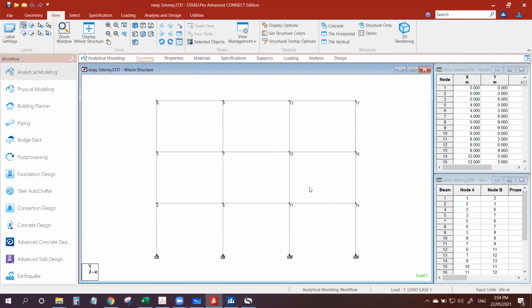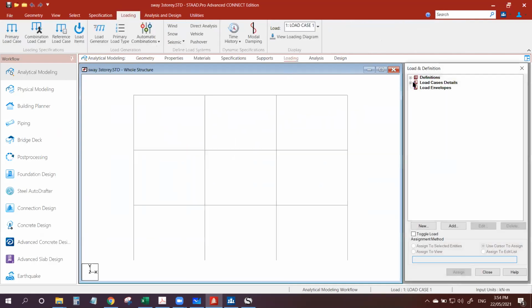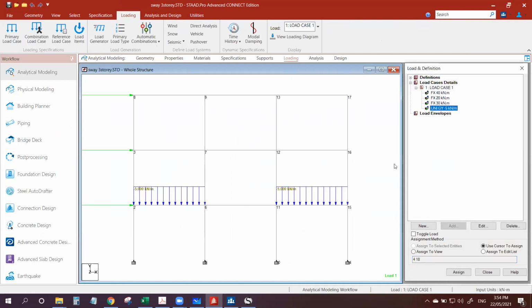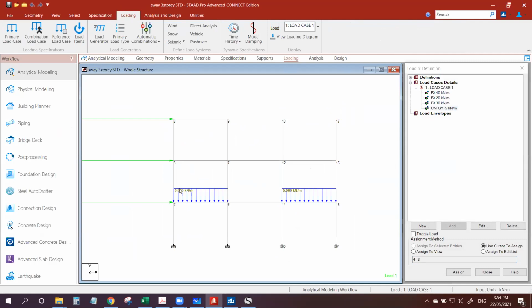Okay, so it's actually the same model, no? I only changed the loading. So instead of gravity load only, I now included lateral load: 40, 20, and 30.